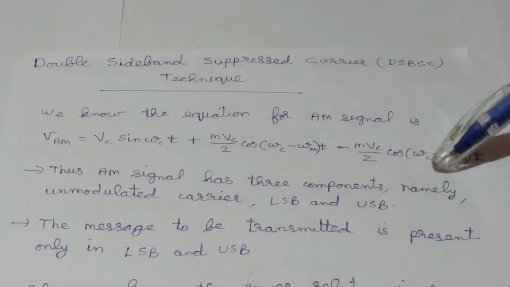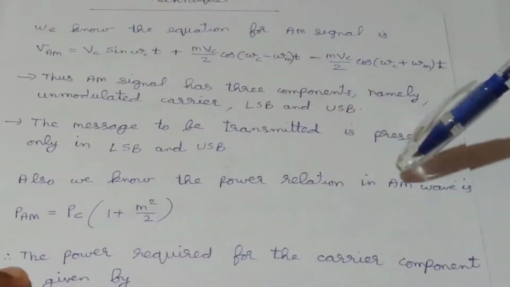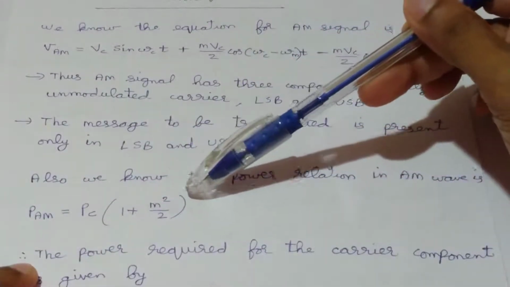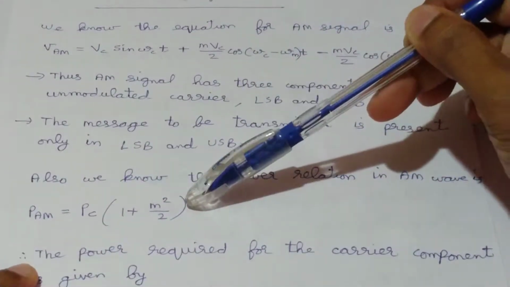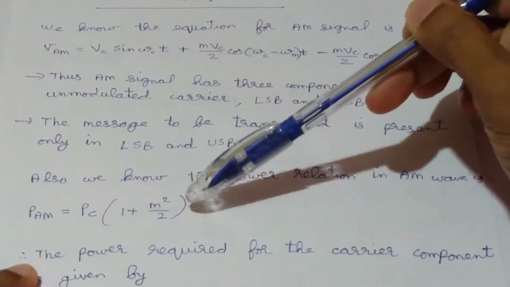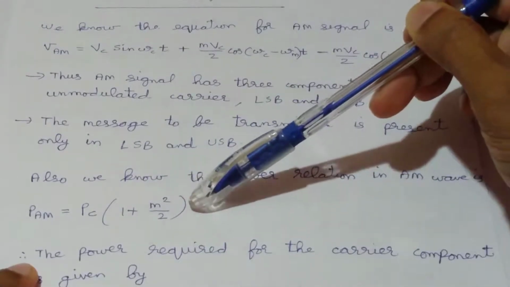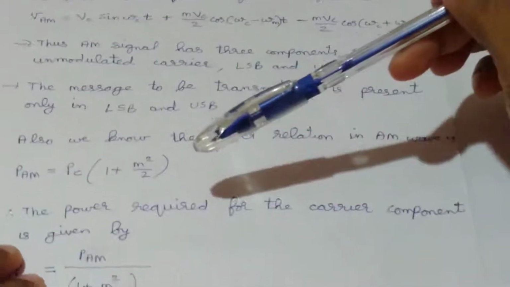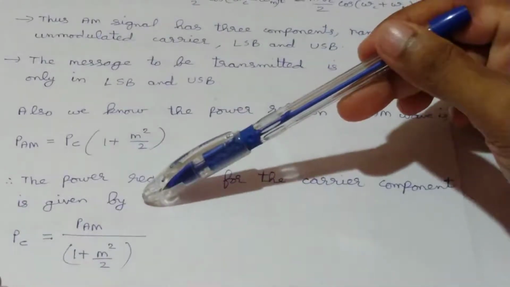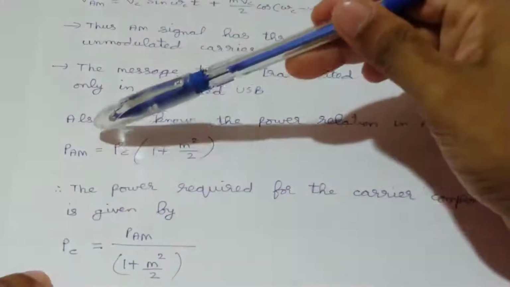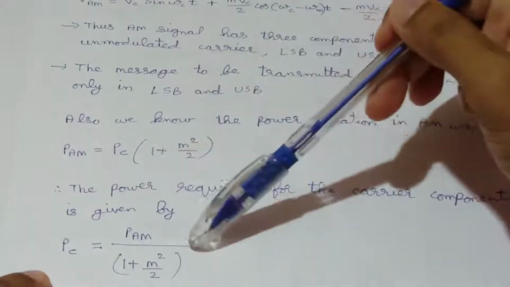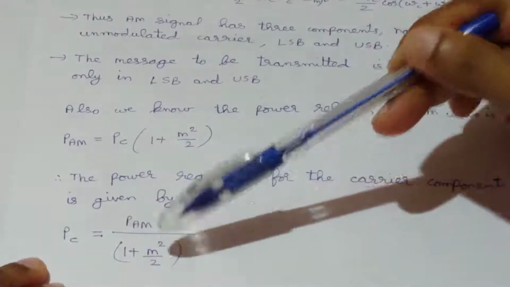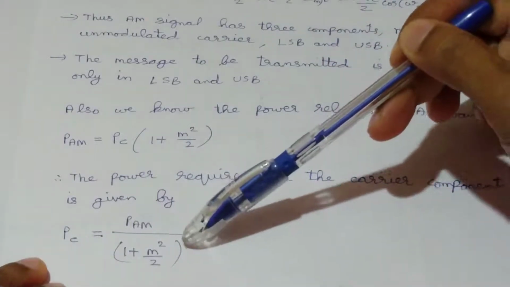So when we consider these three components, the message to be transmitted is present only in the lower sideband and upper sideband components. Then also we know the power relation in an AM wave is PAM = Pc (1 + m²/2), and we have already derived this equation in part 2. If you want a clear idea about this equation, you can go through that video class. Then from this equation, the power required for the carrier component is given by Pc = PAM/(1 + m²/2). So this is the total power required for the carrier component in the amplitude modulated wave.